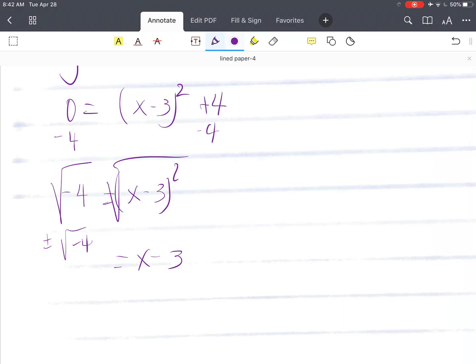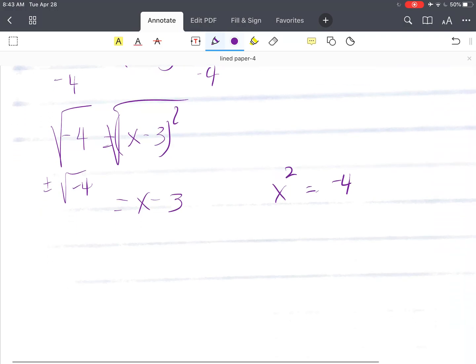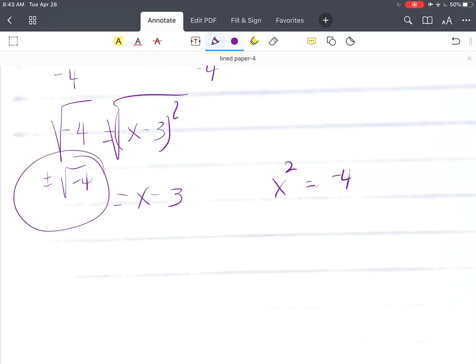Because if you think about it, I think we've done this in class before. Remember, square roots mean what number times itself equals -4? What number times itself equals -4? It can't be 2 because 2 times 2 is 4. It can't be -2 because -2 times -2 is +4. So what number times itself equals a negative? For now, we say there is no possible answer.